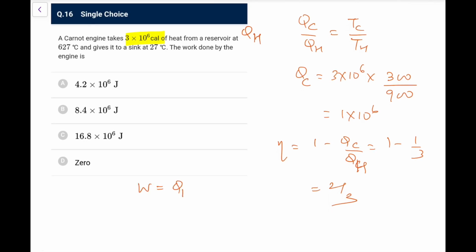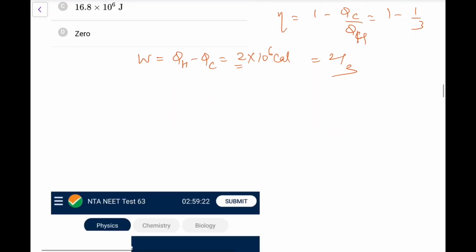The work done would be QH minus QC. I have done it slightly wrong. 2 into 10 to the power 6 calorie, and if I convert it using 4.2, that is 8.4 into 10 to the power 6 joule. So go for option B. Read the question carefully, otherwise you will waste time like me. Next.